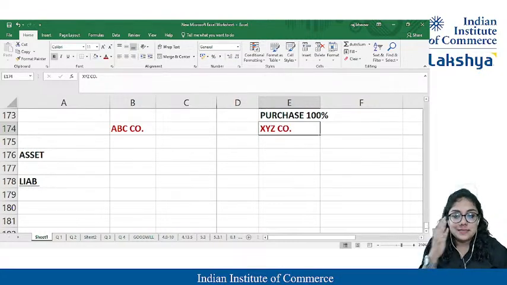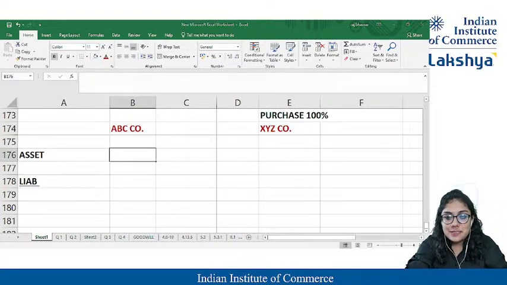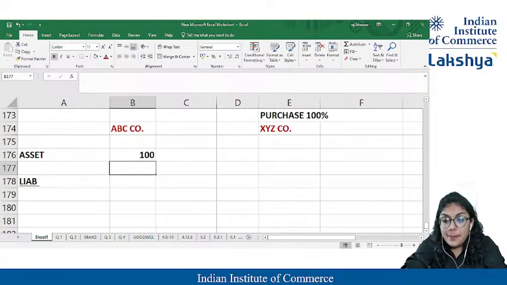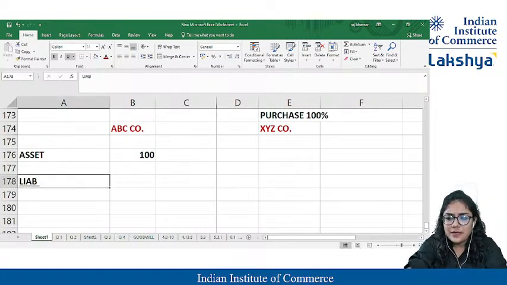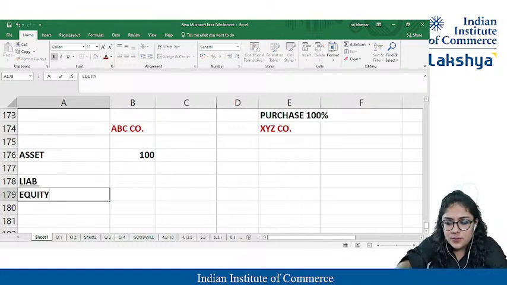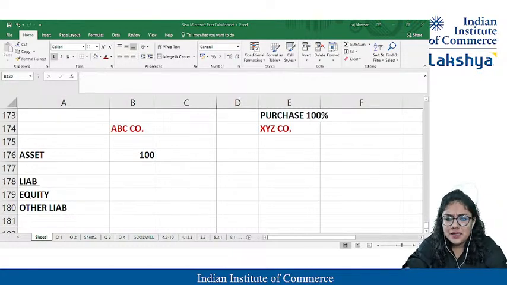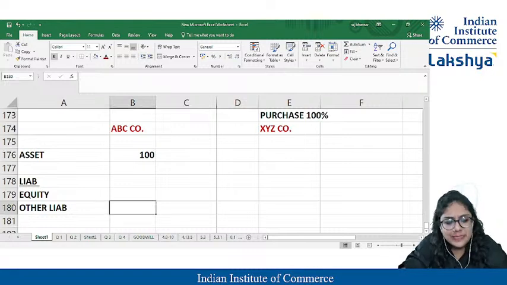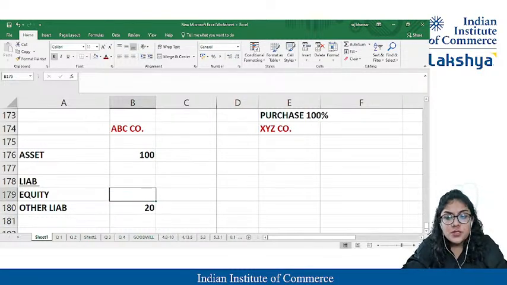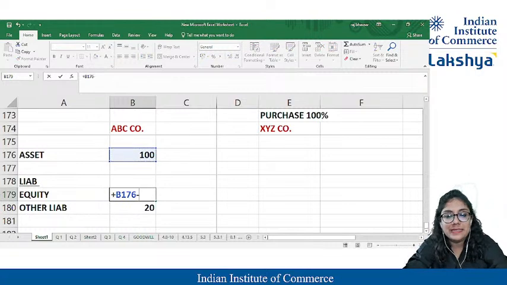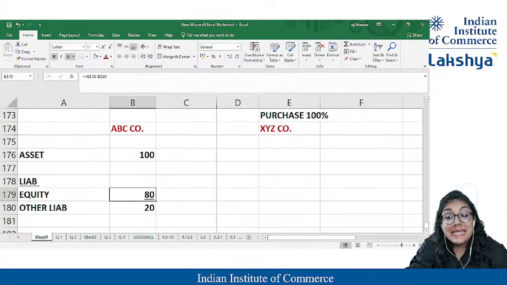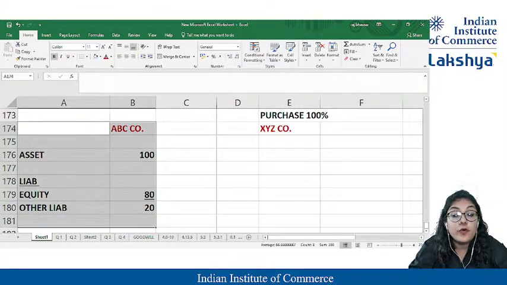Say for example, in this question, the assets of that company are 100. Let's take equity and other liabilities. Other outside liabilities are, let's say, 20. So what is equity? 100 minus 20, obviously 80, will be the equity. This equity is nothing other than the net interest, and this is for the parent company.